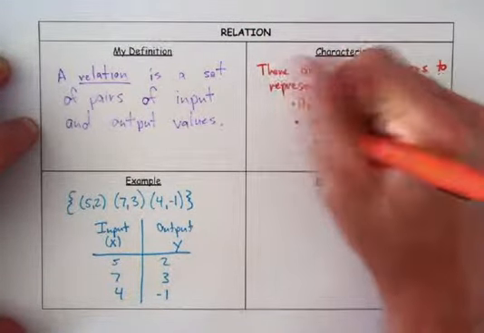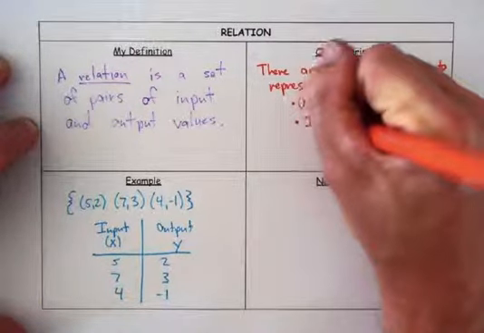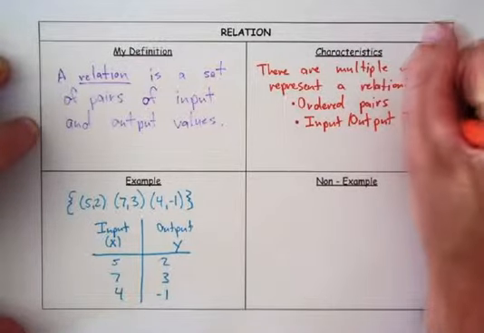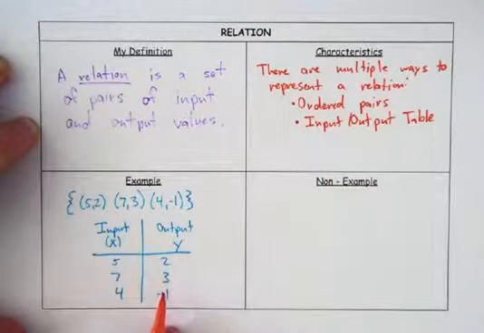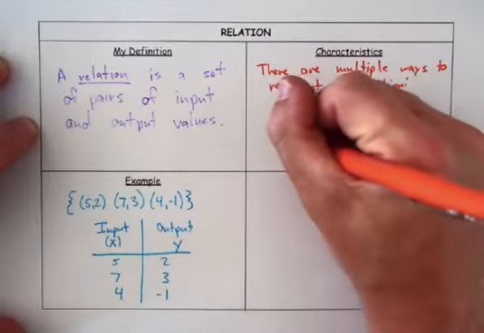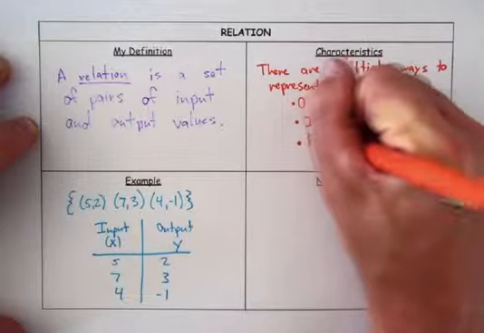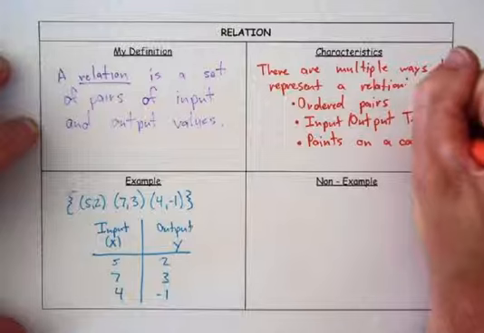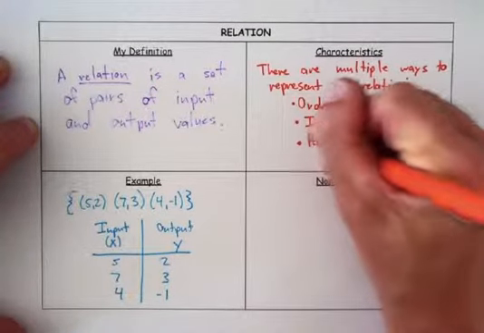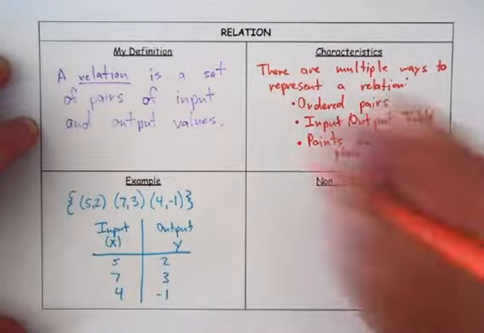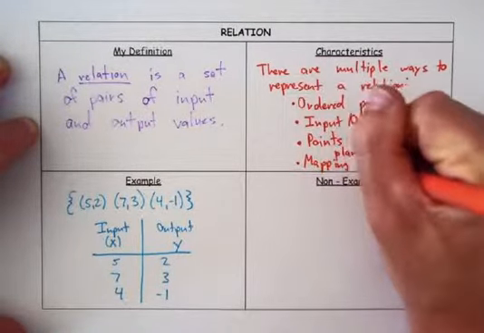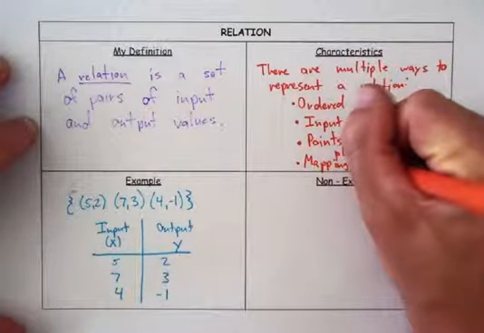Another way would be an input-output table. That's what we have below that. You learned that a table looks like this. You have your inputs on the left, outputs on the right. You could also represent that as points on a coordinate plane. If you graphed those points on a coordinate plane, that would be a way to represent a relation. Or you could have what's called a mapping diagram. We're going to see a mapping diagram in one of our next sections.